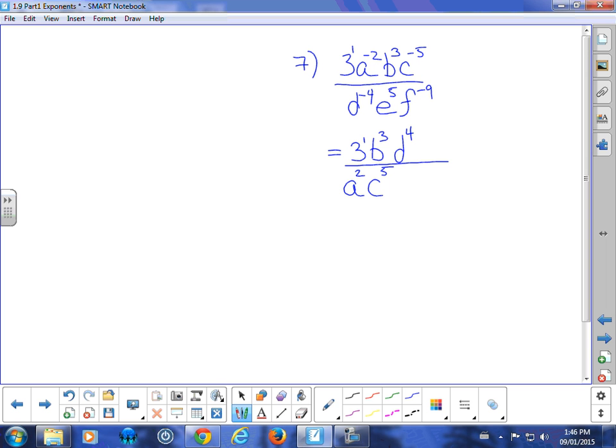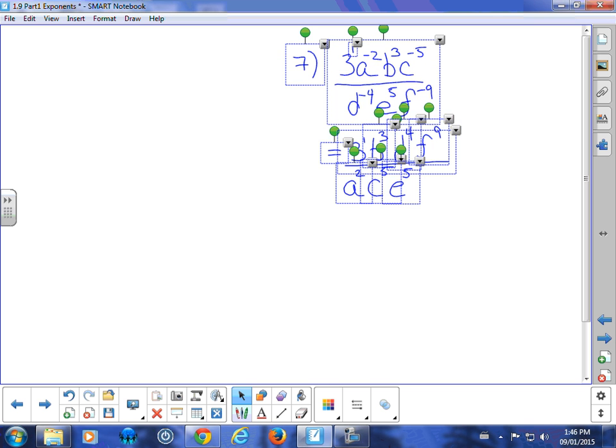E to the 5th, still lots of sleep, lots of food down in the kitchen, so we're happy. Going to stay where they are. F to the negative 9. Negative 9, not very happy. That's way down on the negative scale. Let's make sure we send F upstairs to get some sleep. There you go. All you're doing is changing the location, numerator, denominator, getting rid of those negative exponents.